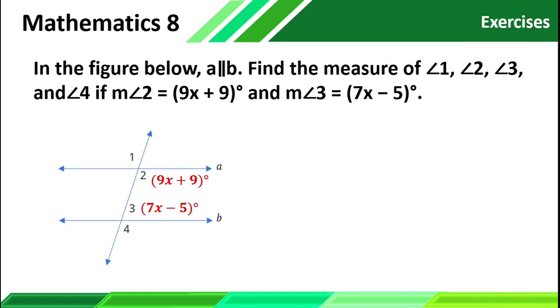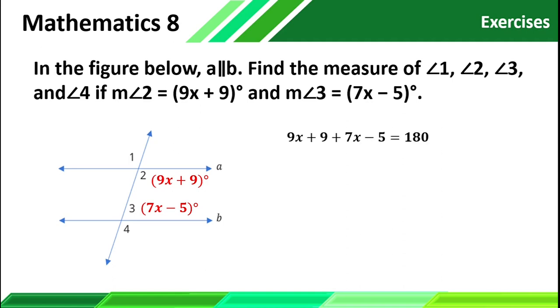In the figure below, line A is parallel with line B. Find the measure of angle 1, angle 2, angle 3, and angle 4 if the measurement of angle 2 is 9x plus 9 and the measurement of angle 3 is 7x minus 5. We know that angle 2 and angle 3 are same side interior angles, therefore they are supplementary.